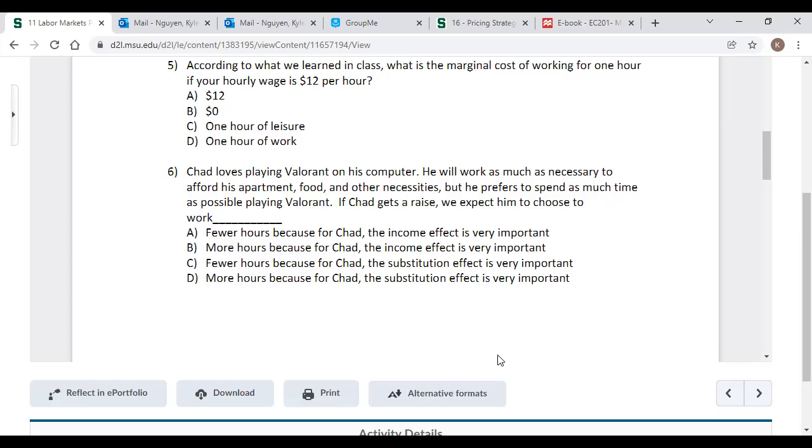D, more hours because for Chad, the substitution effect is very important. On a very conceptual level, this is correct because if the substitution effect was important, then yes, he would be working more hours. However, we know that Chad will only work as much as necessary to afford his stuff, and he wouldn't be working more hours because he'd already make a certain amount of money after a certain point. We know he wants to play more Valorant, so this wouldn't be the case because he doesn't want to work more hours. He wants to work just enough so he can afford his lifestyle. And so that's why A is the right answer.